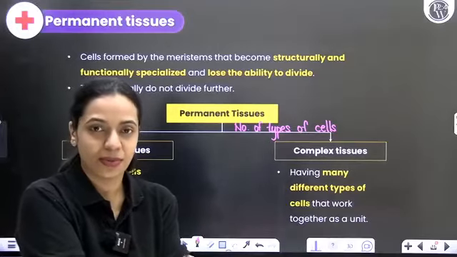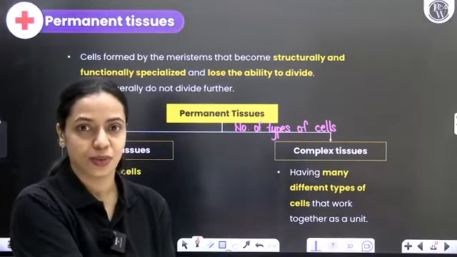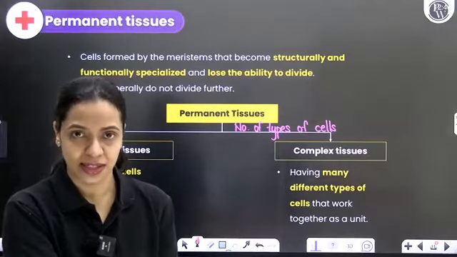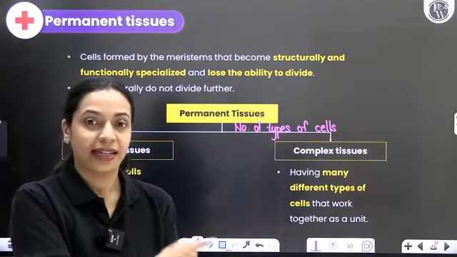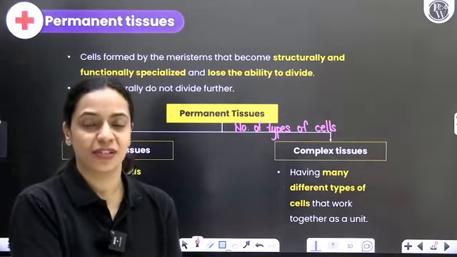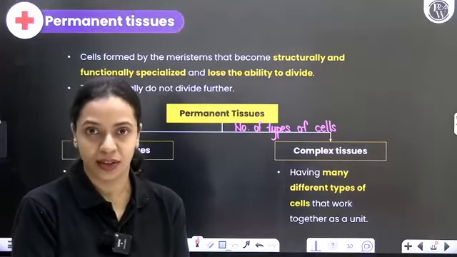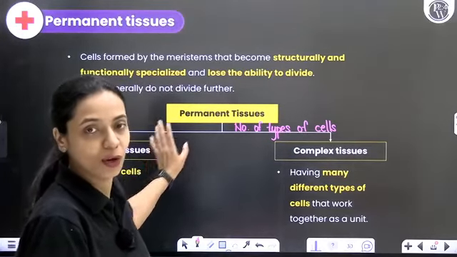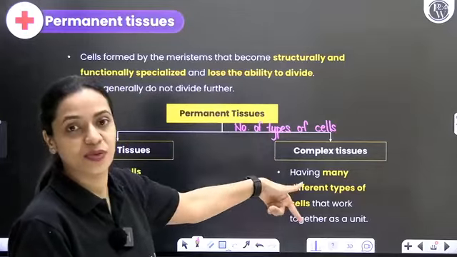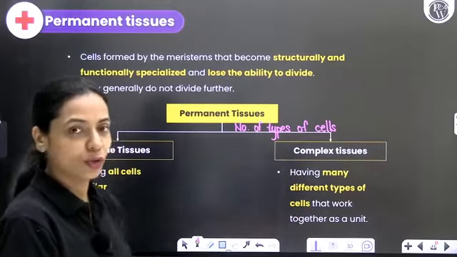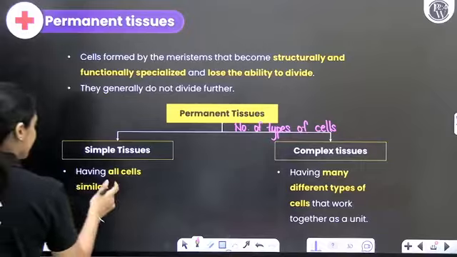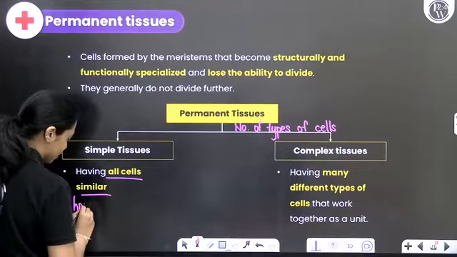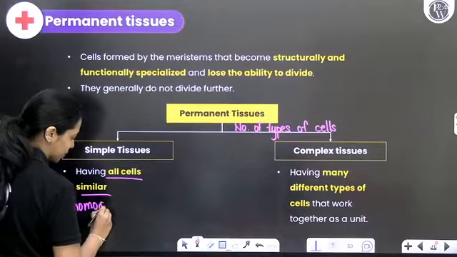They write sometimes that complex permanent tissue has more cells and simple permanent tissue has only one cell. That is not what it is. It has one type of cell. The number of cells, if there's more than one cell, then only you can call it tissue, right? So here, the same type of cells are involved in tissue formation. Here, different types of cells are involved in tissue formation. So since here all of the cells are similar, we also call it homogeneous type of tissue.